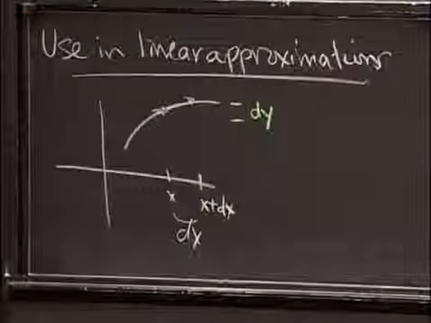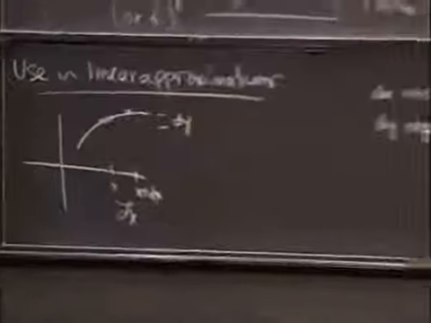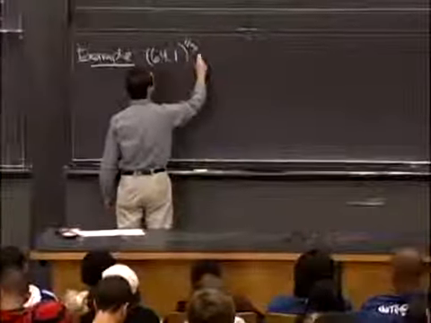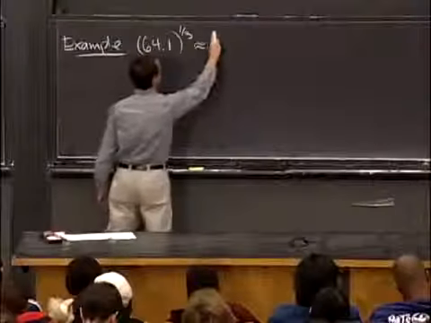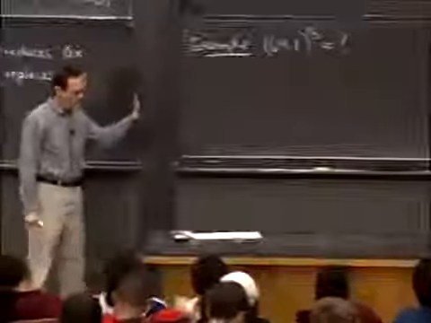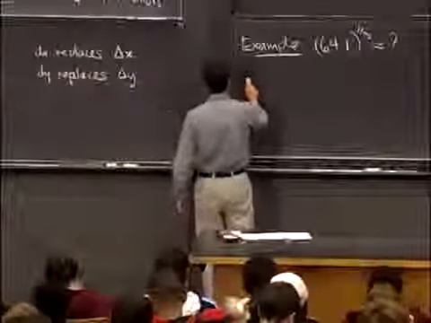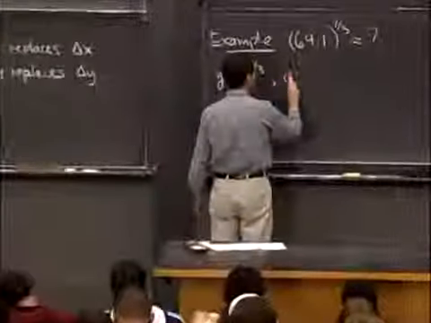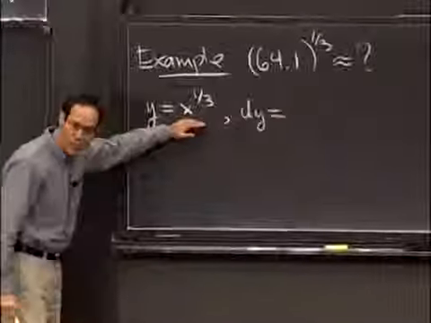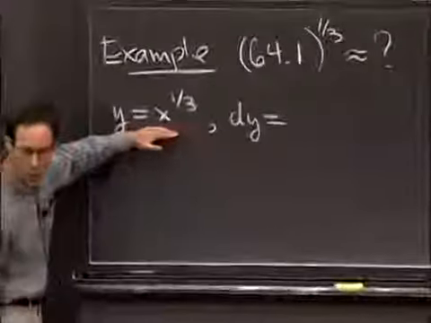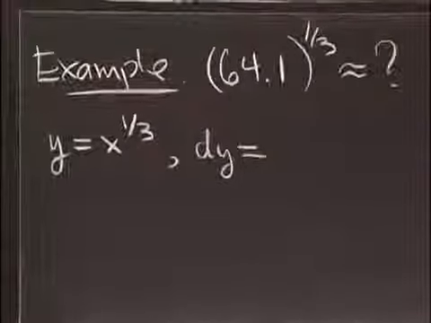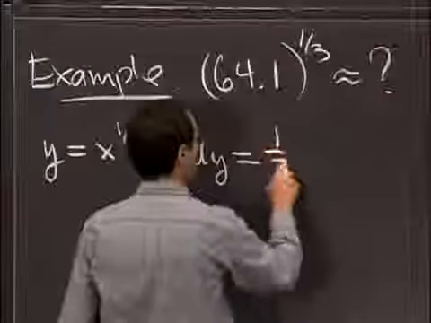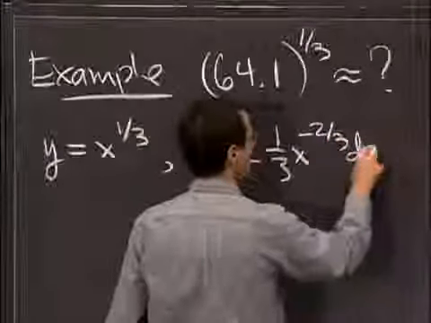So for an example of linear approximation, we'll say, what's 64.1 to the 1/3 power approximately equal to? Now I'm going to carry this out in this new notation. The function involved is x to the 1/3, and then its differential, dy. Now I want to use this rule to get you used to it, because this is what we're going to be doing all of today: differentiating, or taking the differential of y. So that is just the derivative. That's 1/3 x to the minus 2/3 dx.